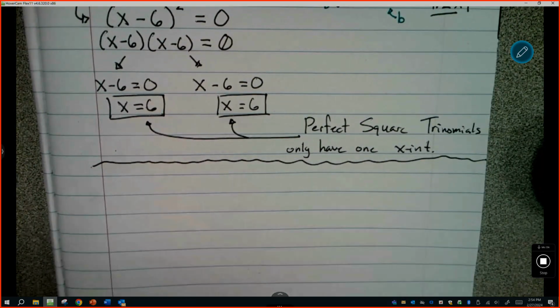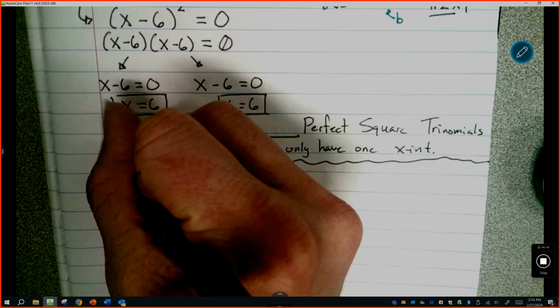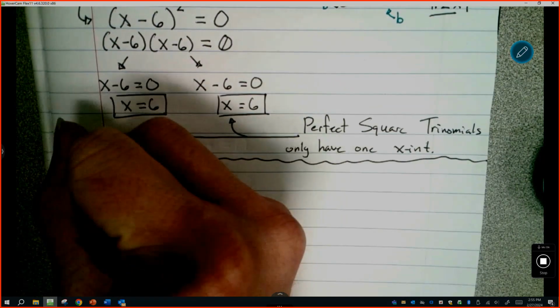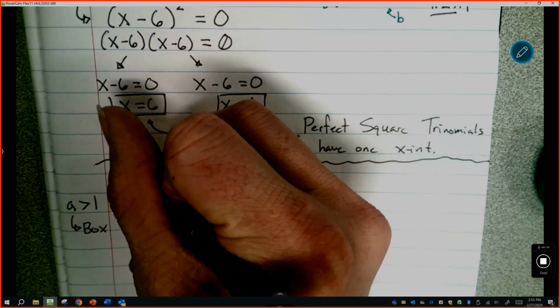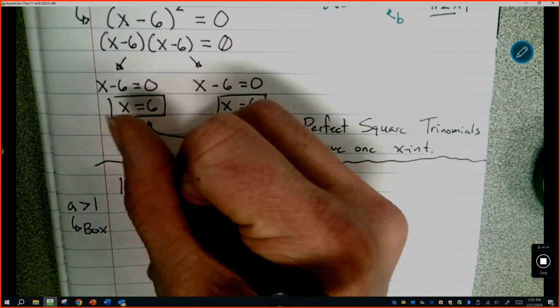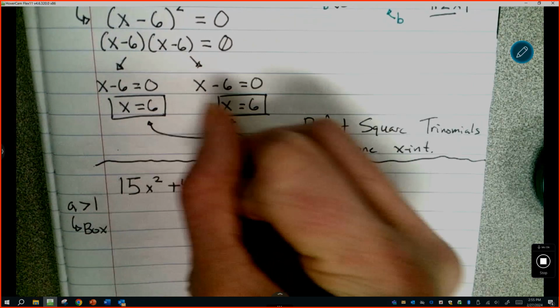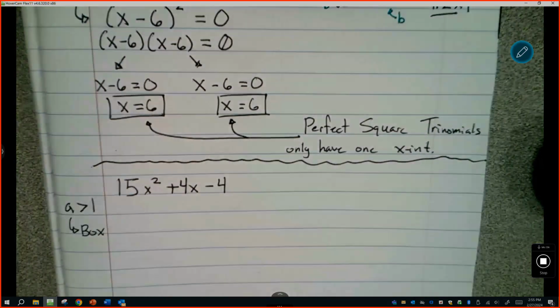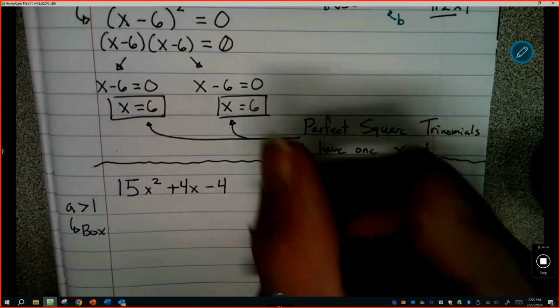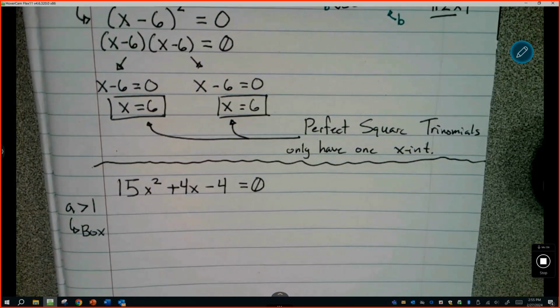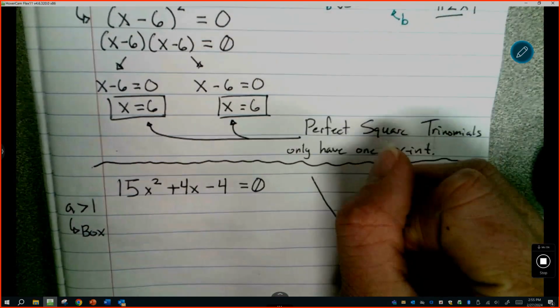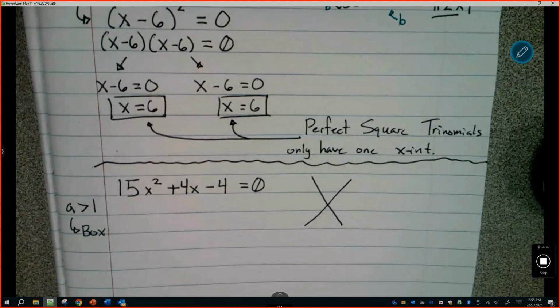All right, I'm going to cover up the top third or so. And what we're going to do is look at this last example. This is going to be an example where a is greater than 1, so I need to use the box. So 15x squared plus 4x minus 4, and again, we need to set it equal to 0 so we can find our x-intercepts eventually. Now, first thing you've got to check, is there a GCF on this one? No GCF, at least none other than 1. And now we can set up the x.